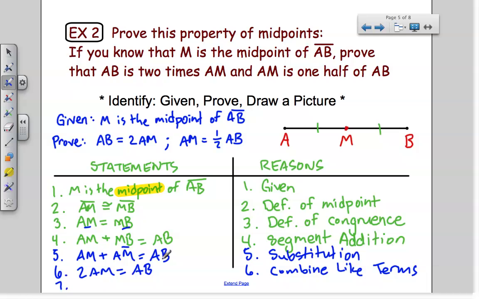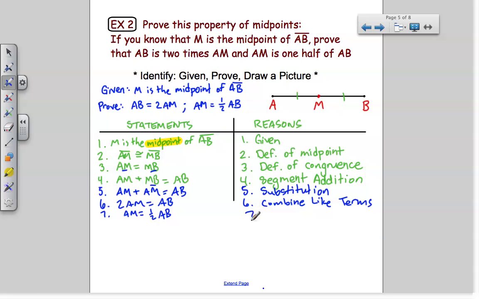And finally, the last thing is I want AM as half of AB. Well, 2AM is equal to AB. If I want half of AB and I want just AM, I could divide both sides by 2 and get that AM is 1/2 of AB. What allows you to divide by 2 on both sides of an equation? That is the division property of equality. Division PO, because I'm dividing by 2 on both sides.